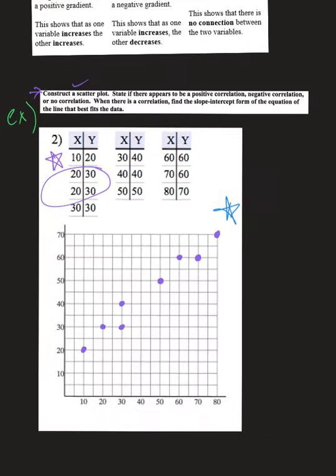So we're going to write that here, positive correlation. So we did the second part of the question. The last thing that it asks us is, when there is a correlation, we need to find the slope-intercept form of the equation of the line that best fits the data. Remember from our previous example that the slope-intercept form is y equals mx plus b. So we need to try to find that line.